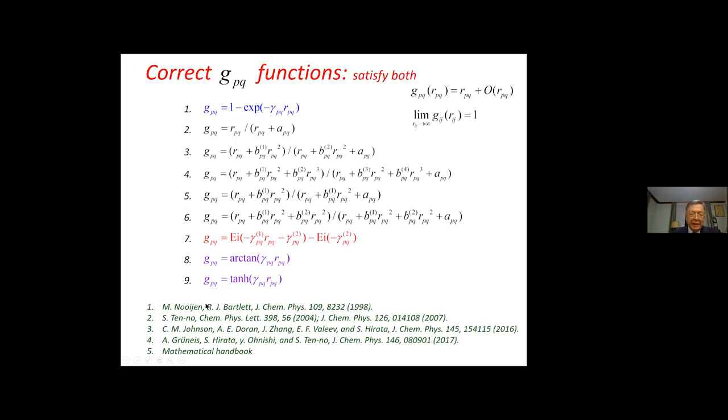And Tendo-san, he likes this function very much. Maybe I call this the Tendo function. And these functions are also examined very nicely by Professor Hirata. Anyway, these functions have a long history. And because we know these two conditions, a mathematical handbook is enough to find such functions.